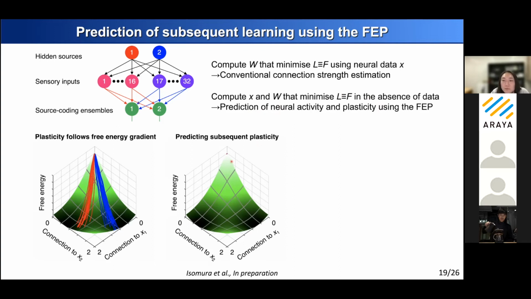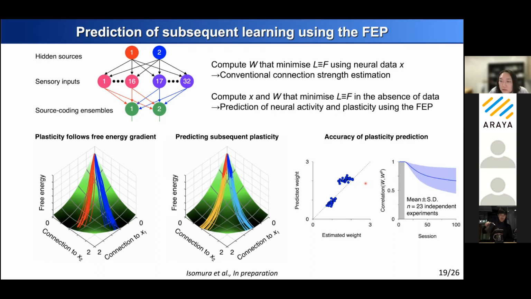So now we plot the result of the synaptic trajectory. In this movie, the brighter color indicates the simulation in the absence of data. To determine the initial condition, we need to use the experimental data in the initial 10 sessions, which is expressed by the darker color. And the brighter color here exactly follows this free energy landscape, because it is computed by theory. As we can see, this theoretically computed trajectory is very consistent with the experimental observation in the left figure.